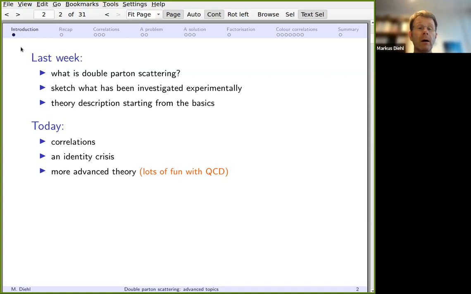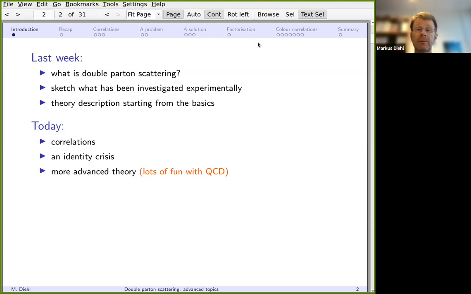Last week, I told you what double parton scattering is in the first place, and why it is interesting. I sketched very roughly what the experimentalists have achieved in that subject, and I started to develop the theory, starting from basics and going to more advanced topics. We also had many questions which pointed towards what I want to talk about today. So you can see the menu that we have for today. We might not get to the very end of it, but whatever we see on the way should be worthwhile.